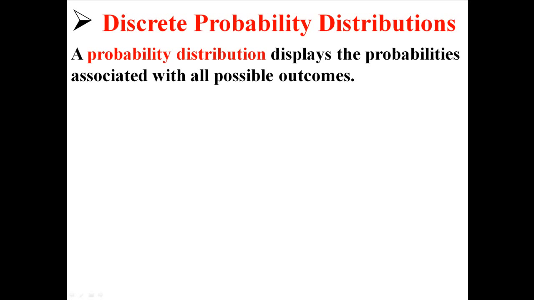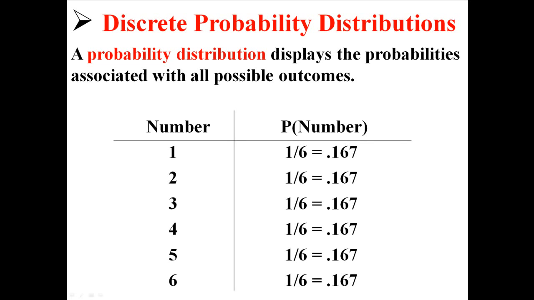Now that we've already talked about discrete probability distributions, I can start talking about probability histograms. Remember that a probability distribution displays the probabilities associated with all possible outcomes. So this would be a probability distribution for the roll of a single die. You have the 6 possible outcomes from 1 to 6, and the probabilities associated with each of those outcomes, which is about 16 or 17% for each outcome.